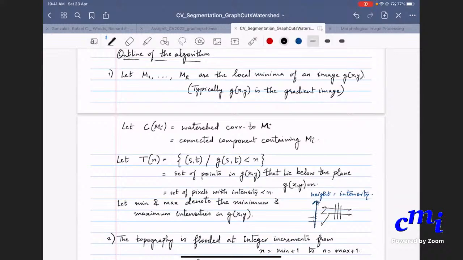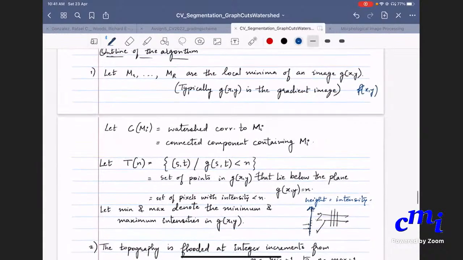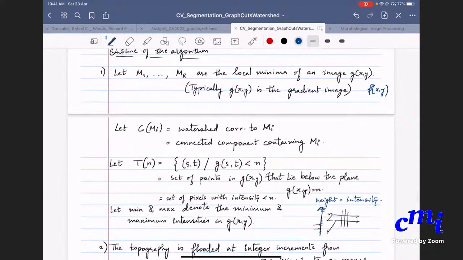So if you have your original image given by f(x,y), then you can compute the gradient image g(x,y). So you compute gx, the gradient in the direction of x, and gy, the gradient in the direction of y. And how do you compute this?